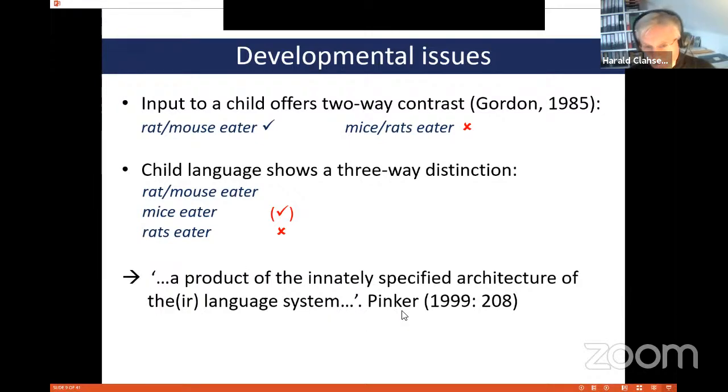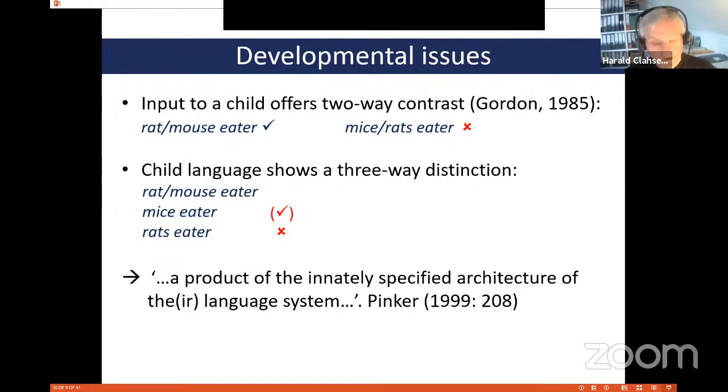So children, this is what Pinker made out of this, show a product of the innately specified architecture of their language system. He said this is a prime case of the poverty of stimulus argument. Children come equipped with these constraints, and that tells them you can produce these two types of compounds, but you must not produce this compound, this case. Okay.